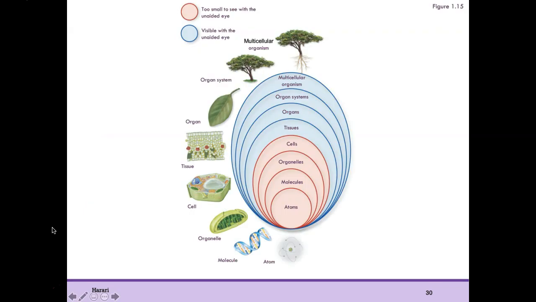So here's a really cool figure from the book that shows a kind of Venn diagram of all the biological levels of organization. Atoms are the smallest, so all these levels of organization include atoms. Molecules include atoms. Organelles include molecules and atoms. Cells include organelles, molecules, and atoms, and so forth. And anything in red is too small to be seen without a microscope.